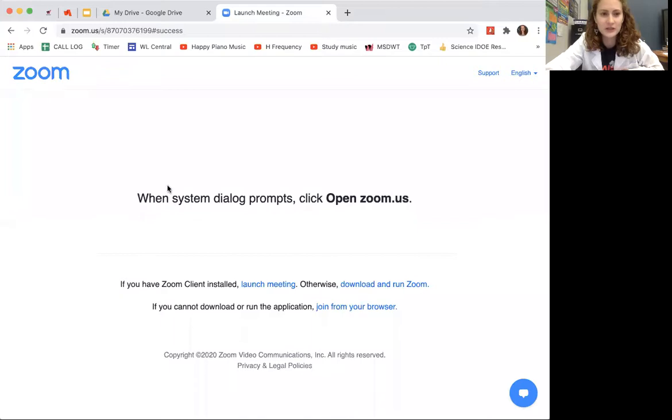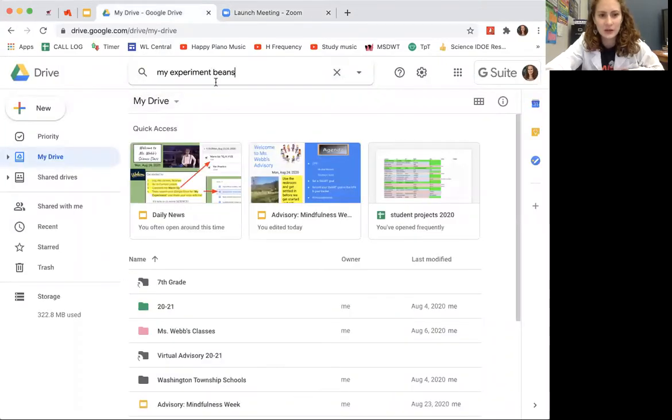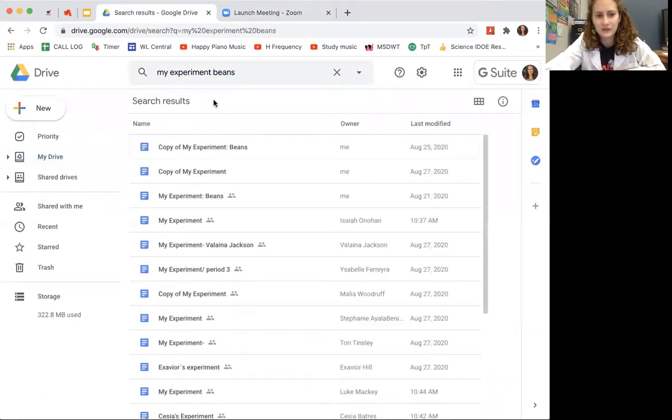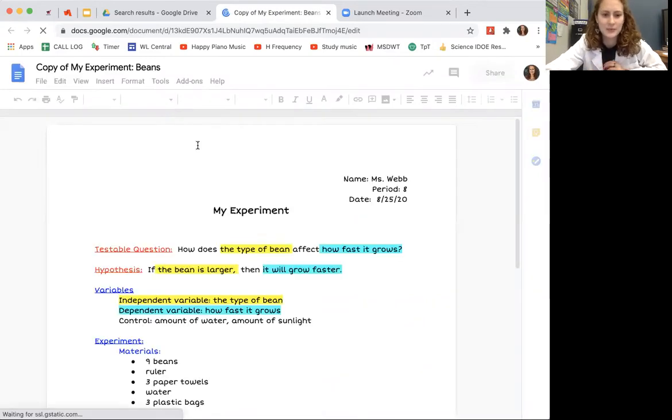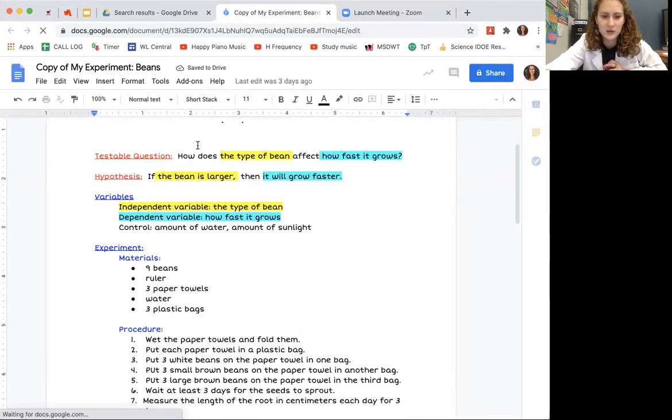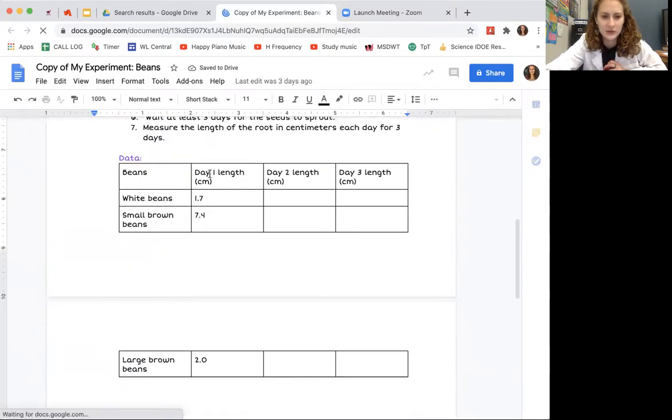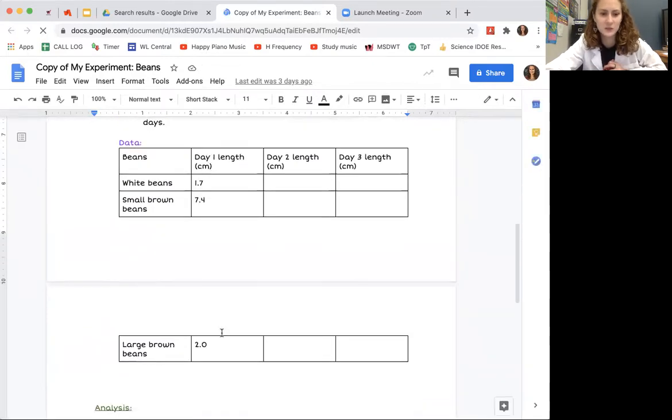So the first thing we're gonna need to do is find our experiment. So we're gonna type this in, my experiment beans, and find your copy of this experiment lab report. Make sure it's the right one. It's the one that has the most complete information. So this is what we did last time. We did the measurements for the first day, and today we're gonna fill in measurements for the second day.